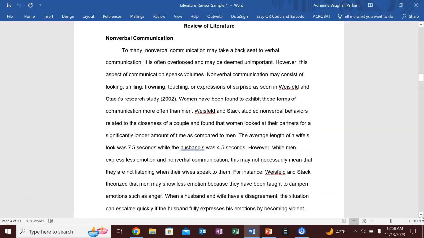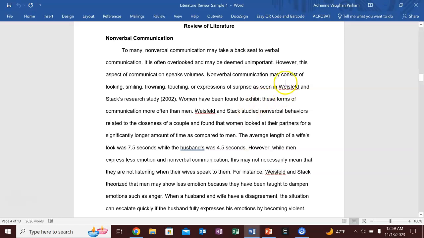With the literature review, you can break this down into subsections where you talk about different types of communication. Maybe you might talk about marital status. You may talk about gender within marriage, different things that you may find when you're doing your review of the literature. This one starts off with nonverbal communication, but I want you to look closely at some of the key points that you will have in your literature review.